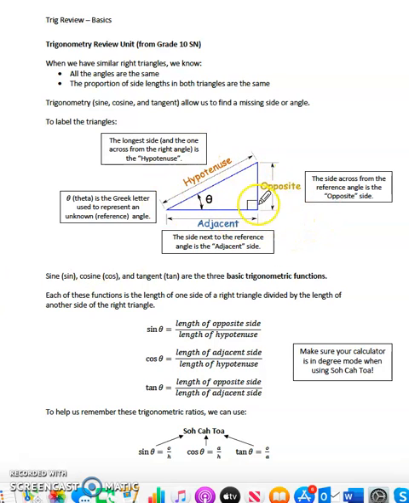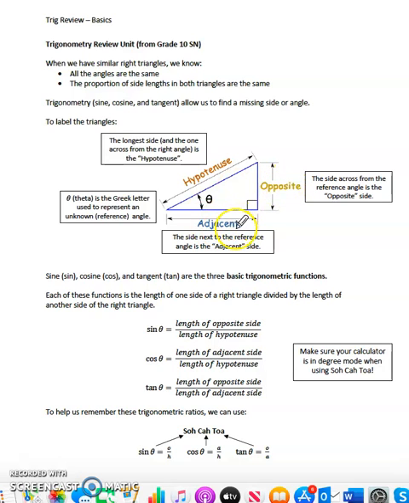So once we have our triangle labeled, we can start thinking about sine and cosine and tangent. These are the three basic trig functions. These functions are all set up as a ratio of two of the three sides of our triangle. So sine theta is length of the opposite side divided by length of the hypotenuse. Cosine of theta is length of the adjacent side divided by the length of the hypotenuse. And tangent of theta is the length of the opposite side divided by the length of the adjacent side.